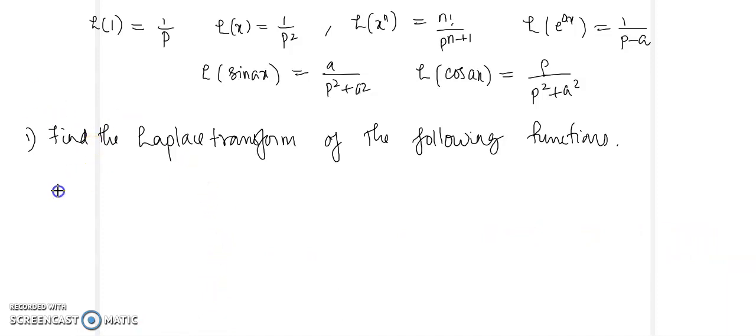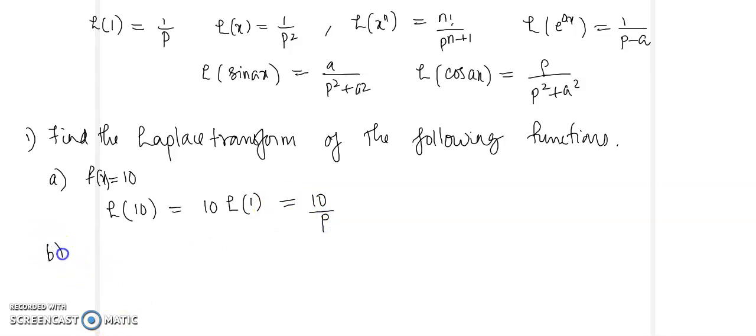So the first function is f of x equal to 10. The Laplace transform of 10 will be 10 times the Laplace transform of 1. So that will be equal to 10 by p.